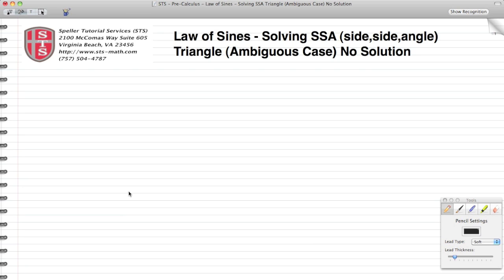All right, the ambiguous case is called ambiguous because you have scenarios where you'll have a triangle with no solution, one solution, or two solutions. In this video, we're going to work with a triangle that actually does not have a solution. All right, so let's begin with this example.